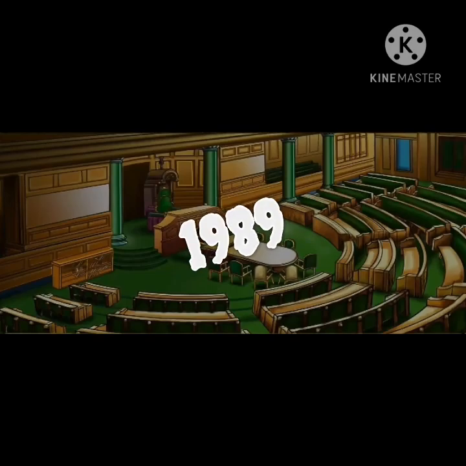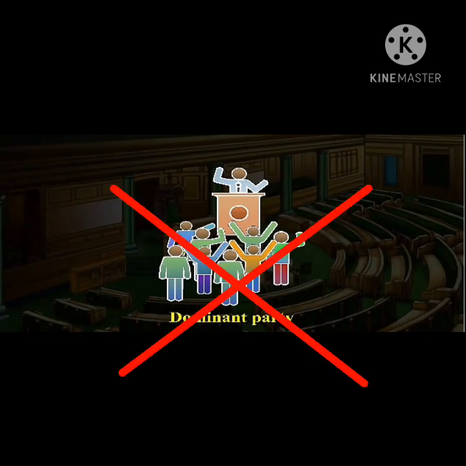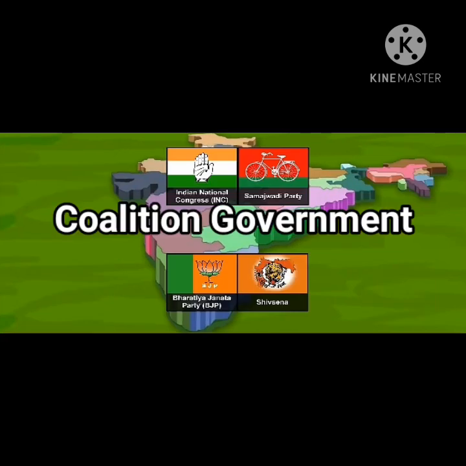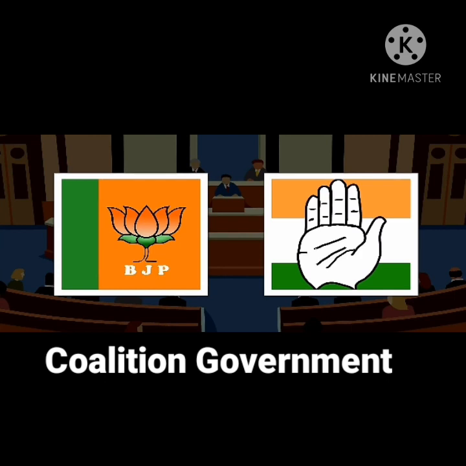Then after 1989, the single dominant party system came to an end and different parties began to come together to form a coalition government. A coalition government is formed by two or more political parties. For example, Bharatiya Janata Party and Congress both come together and establish a coalition government.